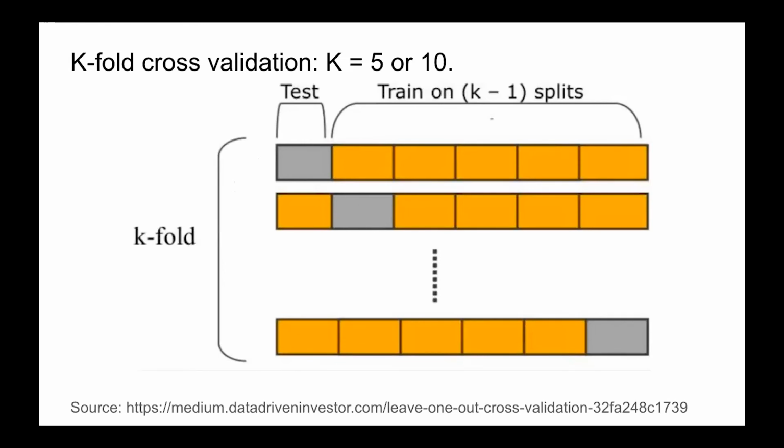Instead of building n models, you split the data into k subsets and build k models. K can be 5, 10, or 20, which is how you chop your data into smaller chunks. If you split it into 5 folds, then you are building 5 models, and each time you are using 4 folds to build the model.